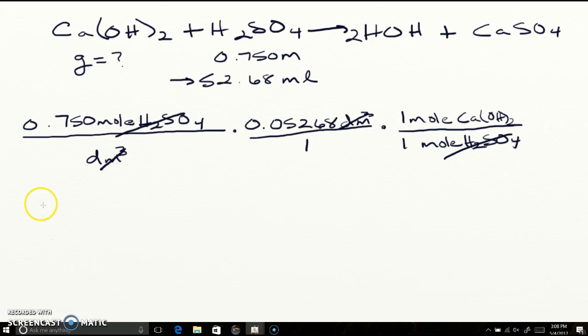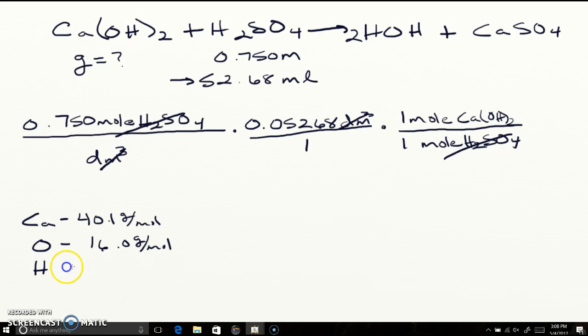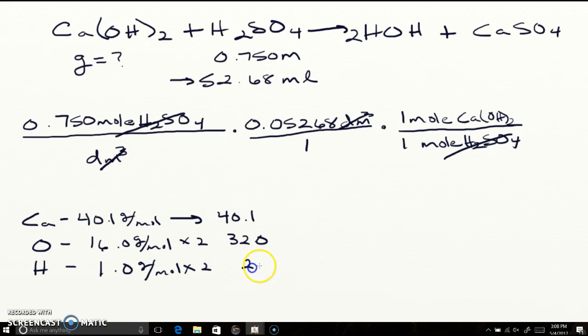All right, so down here in the bottom, I need my molecular mass. Calcium is going to be 40.1 grams per mole. And then oxygen is going to be 16 grams per mole. And then I have hydrogen, which is 1 gram per mole. All right, so I only have 1 of these, so this ends up being 40.1. I have 2 of these, so I'm going to put times 2, and this becomes 32.0. And I have 2 of these, and this becomes 2.0.